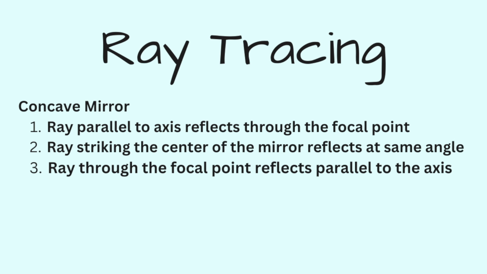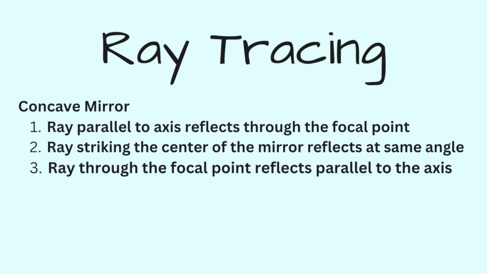We can use ray tracing to locate images. There are 3 rays and an optical axis, which is a horizontal line that goes through the middle of the mirror so that half the mirror is above the axis and half is below.